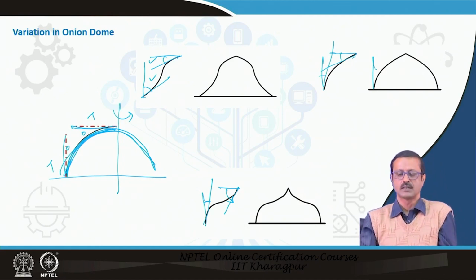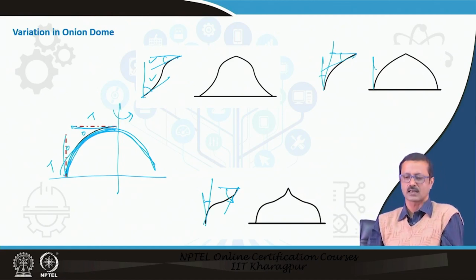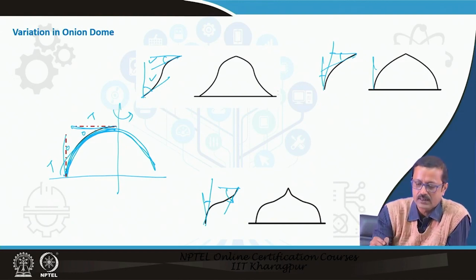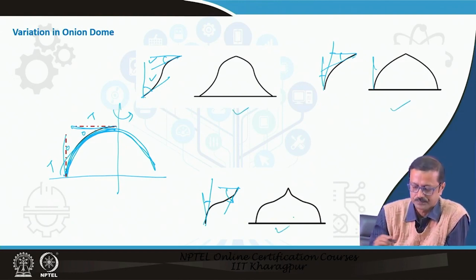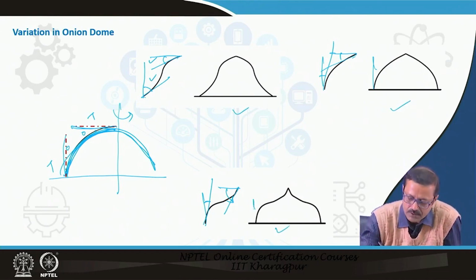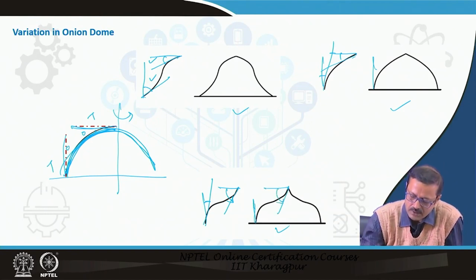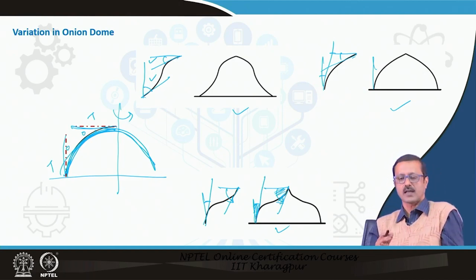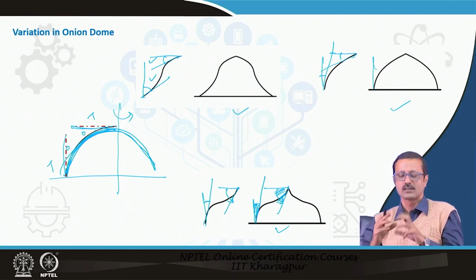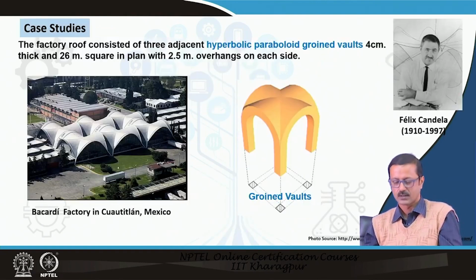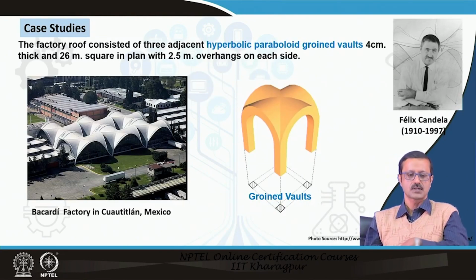So by changing the tangent angles, we can create different types of shapes. It depends on how much this tangent is moving. This is moving very little, but this is very wide. So by changing how much angle it is moving, you can create a lot of types of domes, and that can be visually appealing, and that has been used in Islamic architecture in an extensive way. Let us go to a case study.